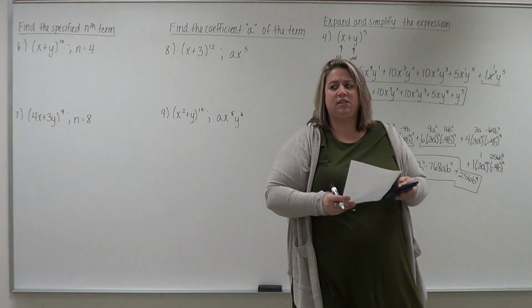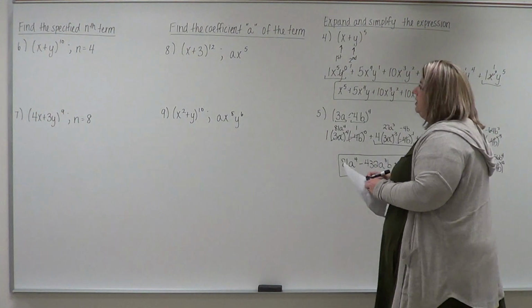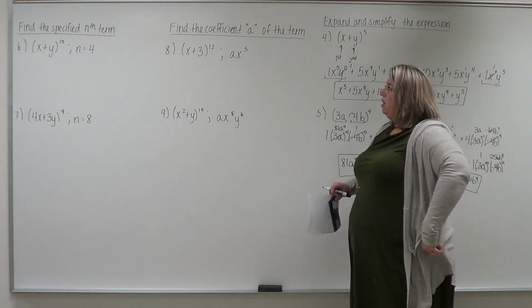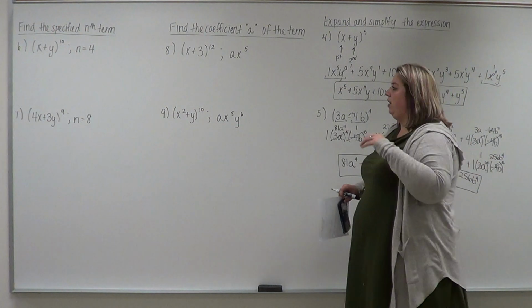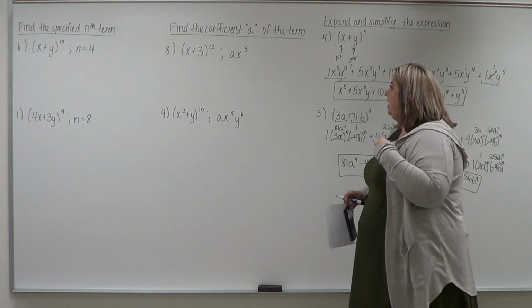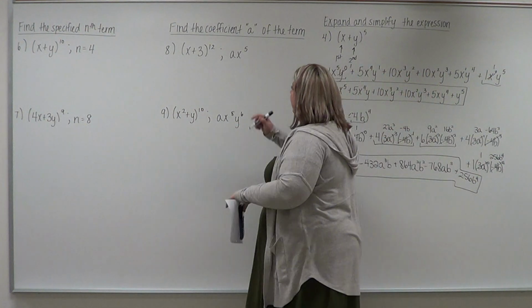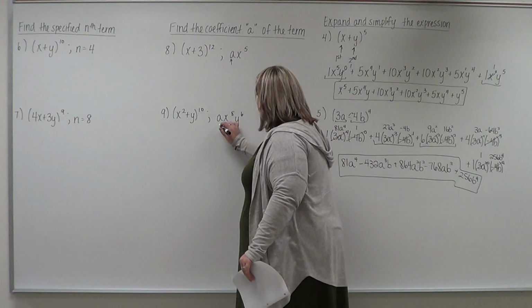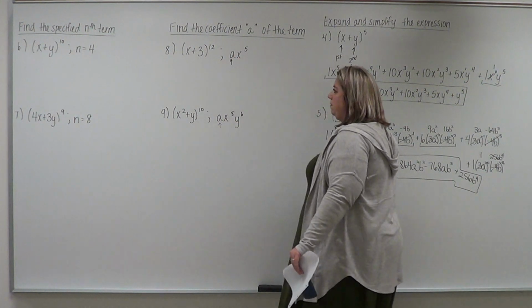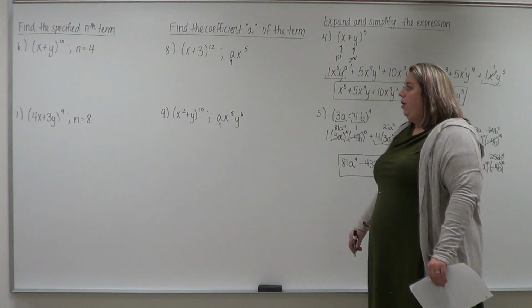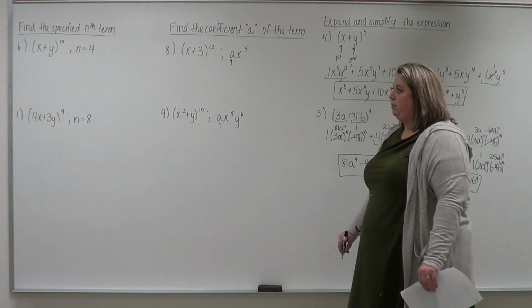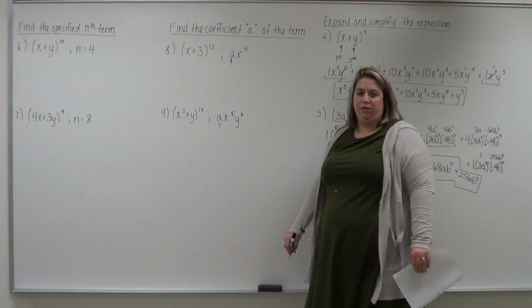Okay, so these are very similar, but it's not the exact same process because on 6 and 7 you're actually trying to find the whole term. On 8, 9 it gives you the term, we're just trying to find whatever this a is. Okay, so number 6 says x plus y to the 10th and we're trying to find the fourth term.